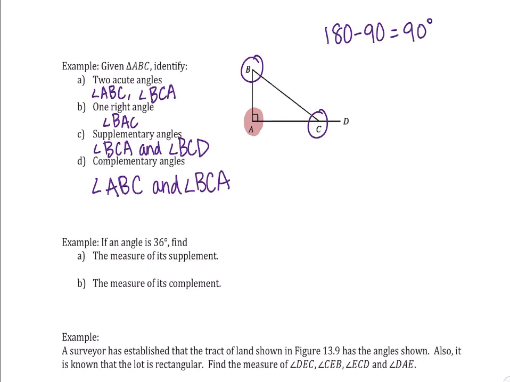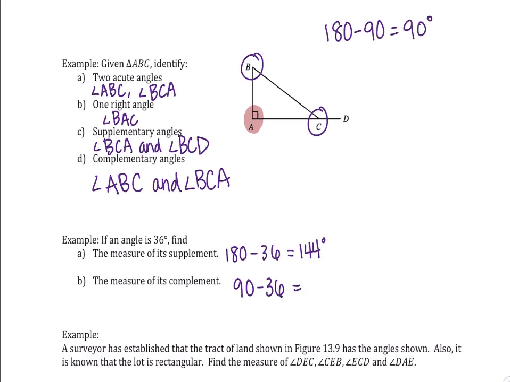Now in the next example, if we know that a particular angle is 36 degrees and we want to find the supplement, we're looking for the angle that when you add to 36, it will equal 180 degrees. The easiest way to find that is to take 180 minus 36. That's going to give you 144 degrees. Now the measure of a complement is going to be 90 minus that. And so here we would have 90 minus 36, and that's going to equal 54 degrees.